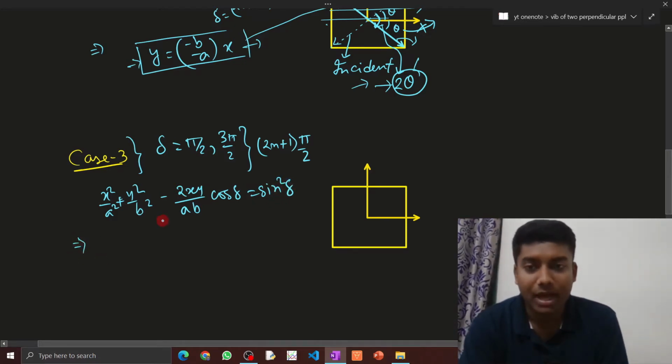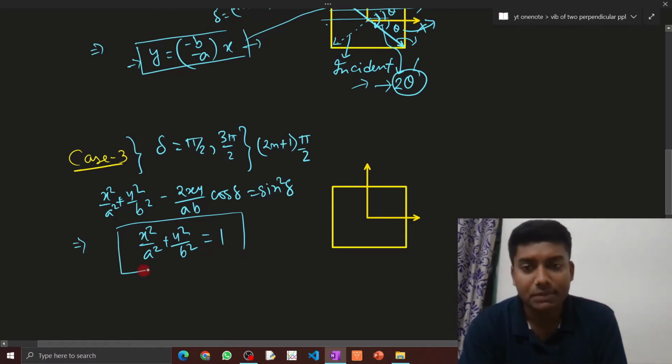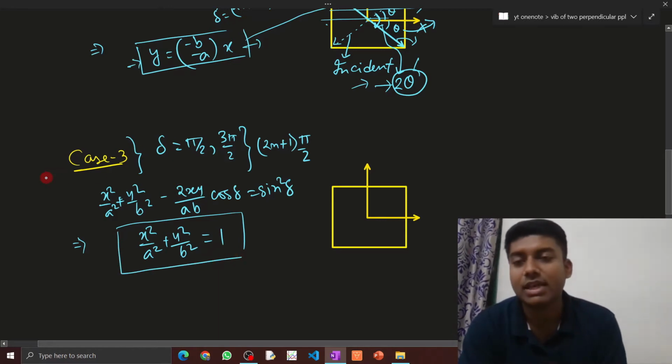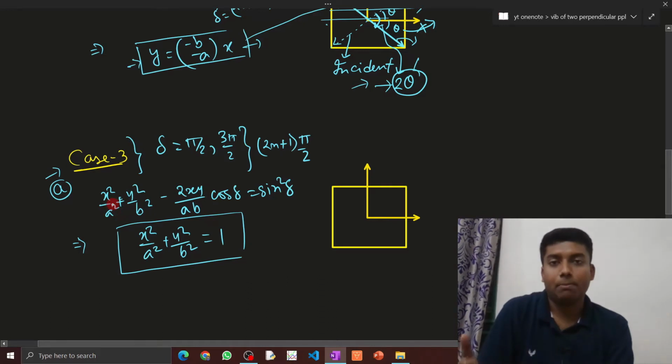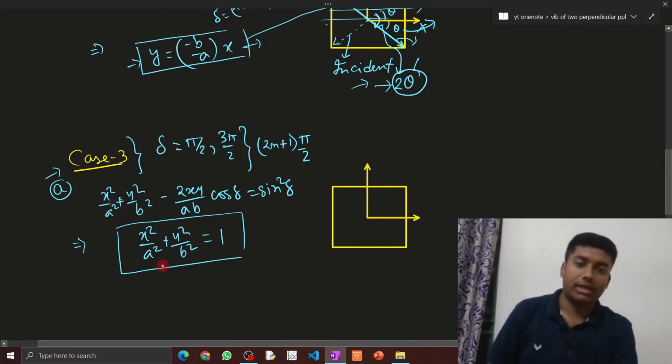So putting delta equal to pi by 2, you will get x square over a square plus y square over b square equals 1. That is the equation of an ellipse. But remember that this is case 3, denoted as our subheading or subcase A. Why subcase? You will understand later.